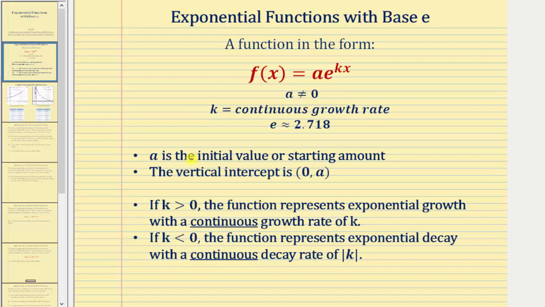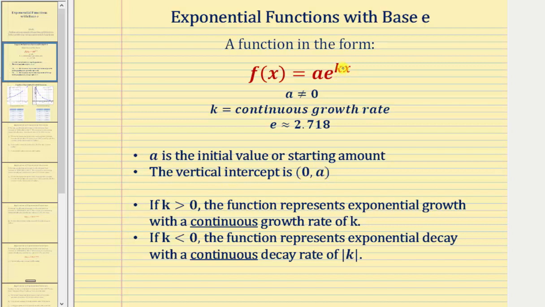A is also equal to the initial value or starting amount, which is the function value when x equals 0. Notice when x is 0, we'd have a times e raised to the power of 0, which would be equal to a times 1, which equals a. Which also means the vertical intercept would be the ordered pair 0, comma a.